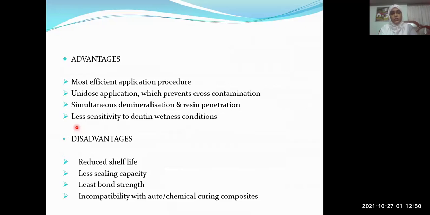The main advantage is that it is the most efficient application procedure. It's a unit dose procedure, so less time consuming, less technique sensitive. Disadvantages, similar to the 6th generation, you have a reduced shelf life, less sealing capacity, and bond strength is very low when compared to the traditional etching we do with ceramics, and it is again incompatible with chemical cure composites, like the 6th generation bonding agents.